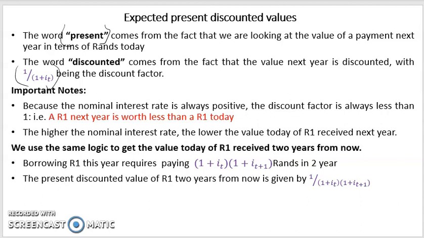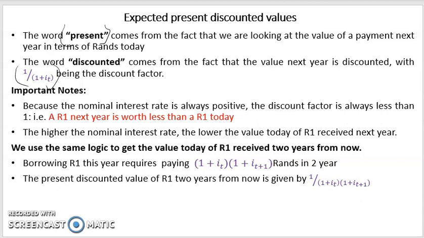And two is that the higher the nominal interest rate, the lower the value today of the 1 rand received next year. What this means is that if the nominal interest rate is high, then the amount you need to borrow to get 1 rand next year is less. So the value of 1 rand today is very low if the interest rate is high.